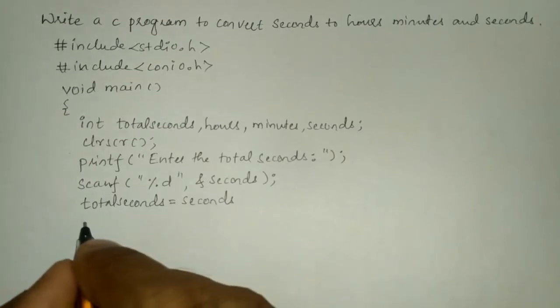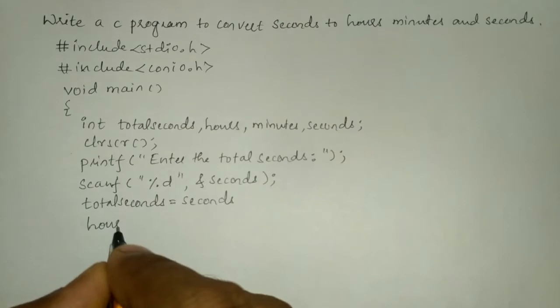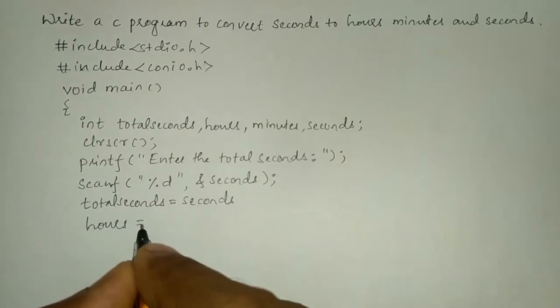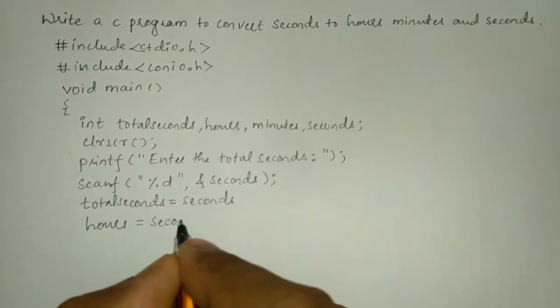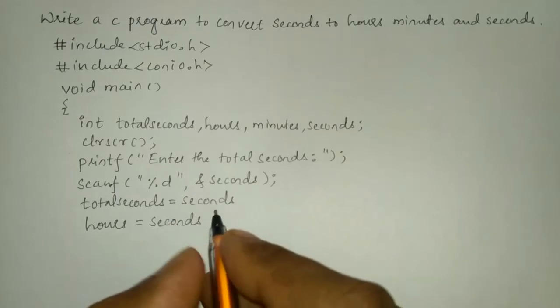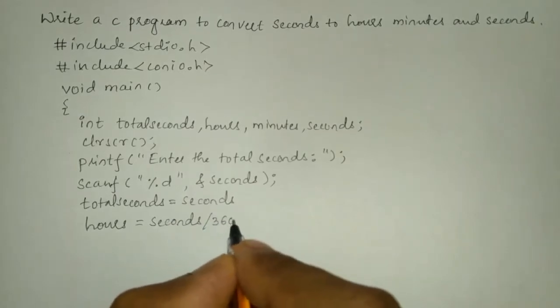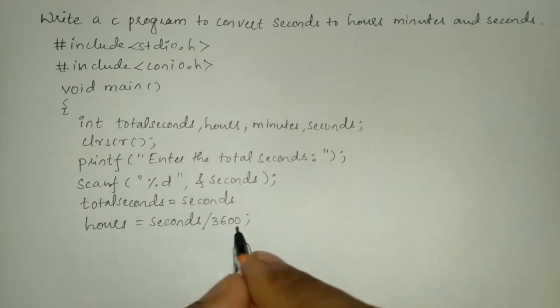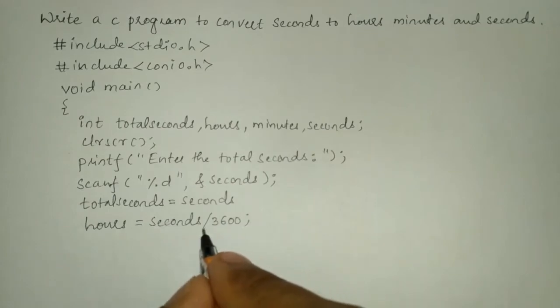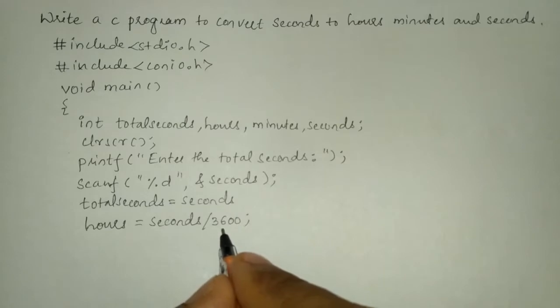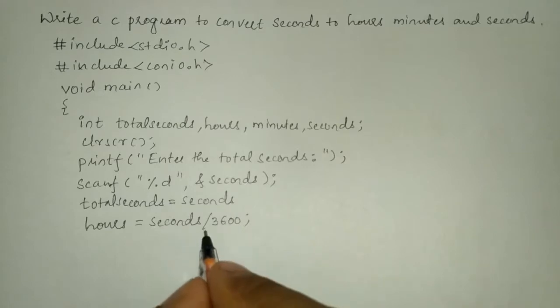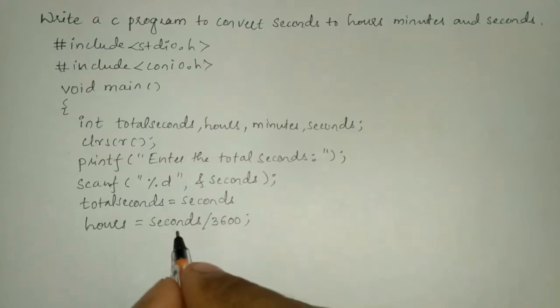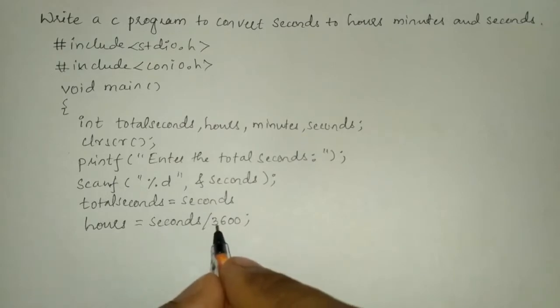Now I'm going to calculate the number of hours: hours is equal to seconds integer division by 3600, because in 1 hour we have 3600 seconds. That's the reason it has to be divided by 3600. Whenever we use integer division, this always gives us the quotient.